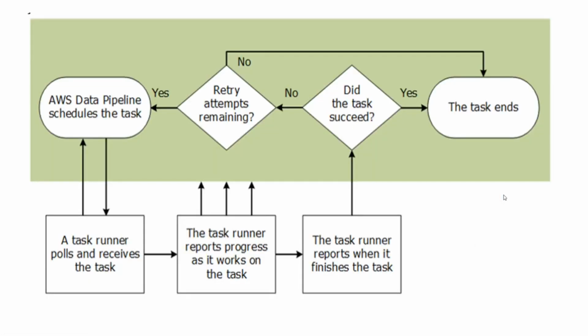Now we can see the task runner in the data pipeline. The task has been scheduled to the data pipeline, and the task runner polls and receives the task. The task runner reports its progress as it works on the task, and reports when it finishes the task. Next, it goes to task completion and ends the task. If the task is not completed, it retries the attempts remaining; if it is not in the retry process, it ends the task, or else it goes back to the data pipeline. It schedules the task again and comes back to the first process.